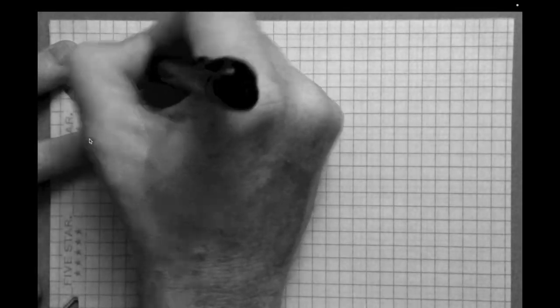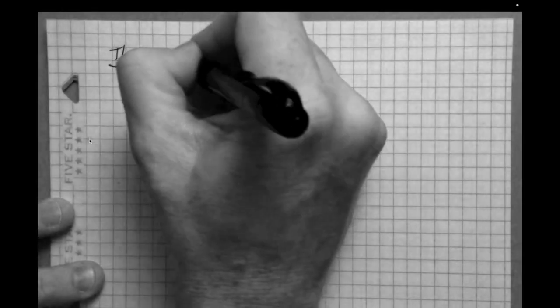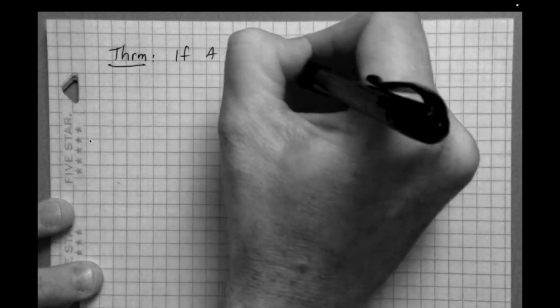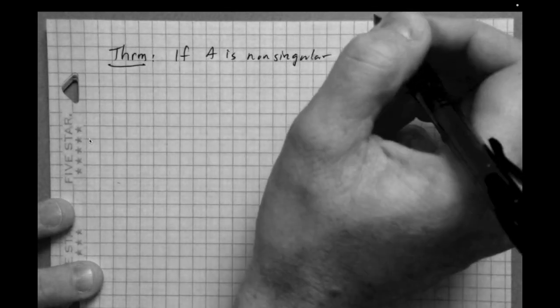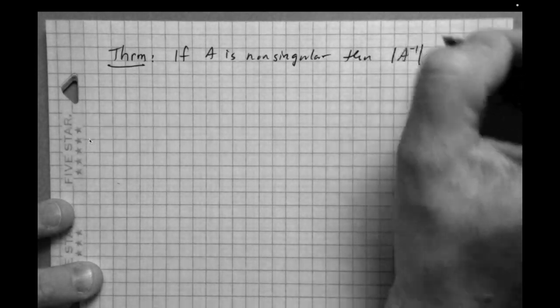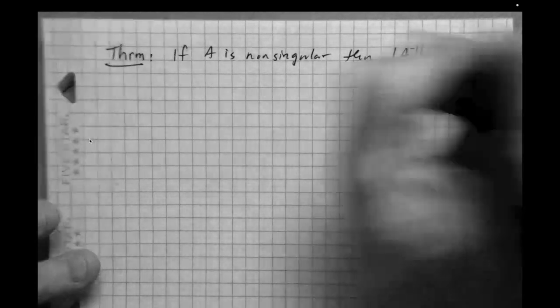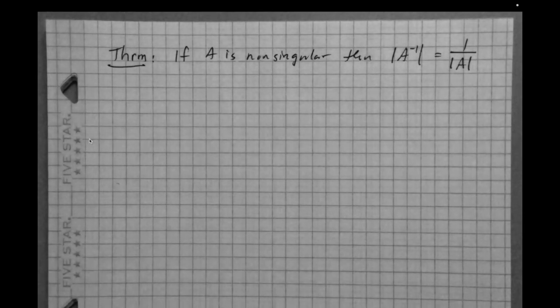Another theorem. This one will be much quicker to show. It's almost a corollary of the previous one. So if A is non-singular, then the determinant of the inverse of A is equal to 1 over the determinant of A. That's interesting, right? So the determinant of the inverse is literally the reciprocal of the determinant of A. That's very kind of remarkable, I think.